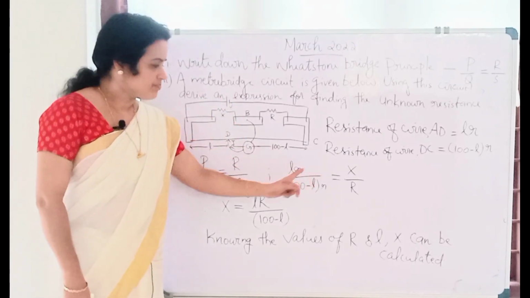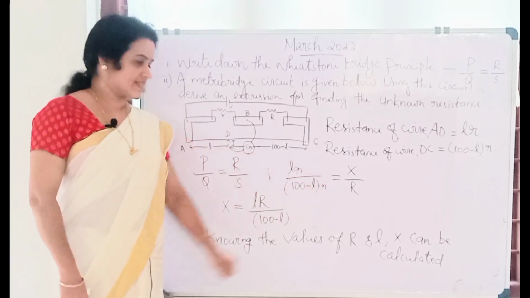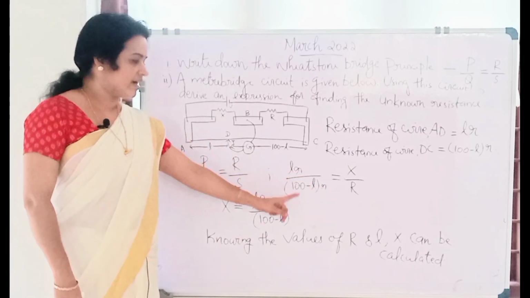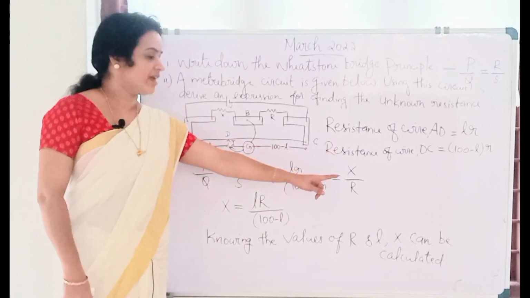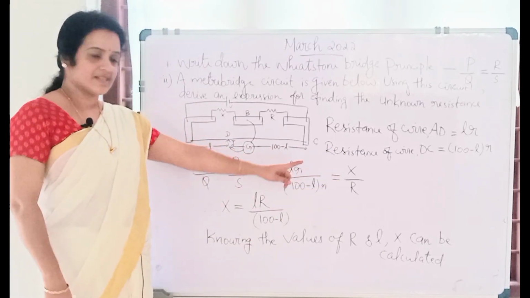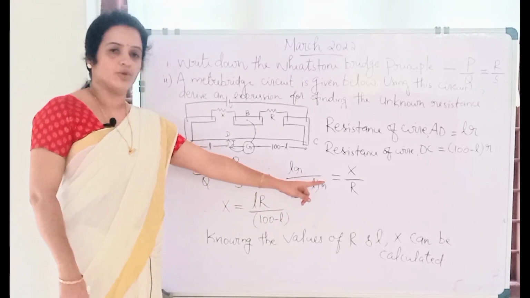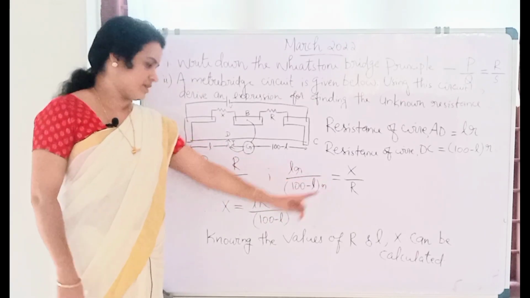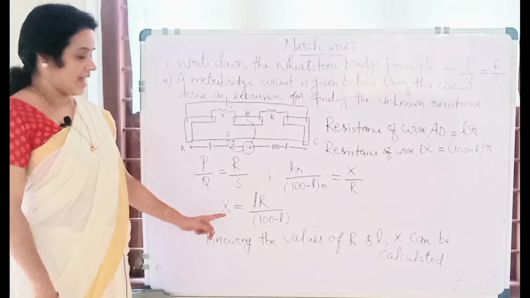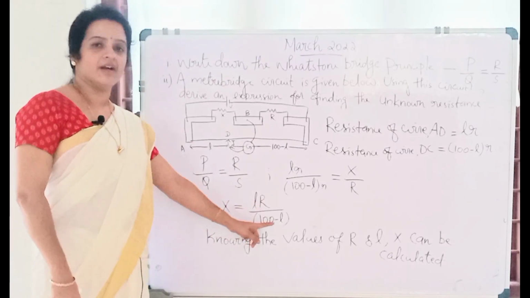So this x value we are going to find out. What will we get? This r and r will get cancelled. Then what is remaining here? L by (100 minus L) will be equal to x by r. So how can we find x? We can cross multiply. So x into (100 minus L) is equal to L into r. So that we will get x as Lr divided by (100 minus L).